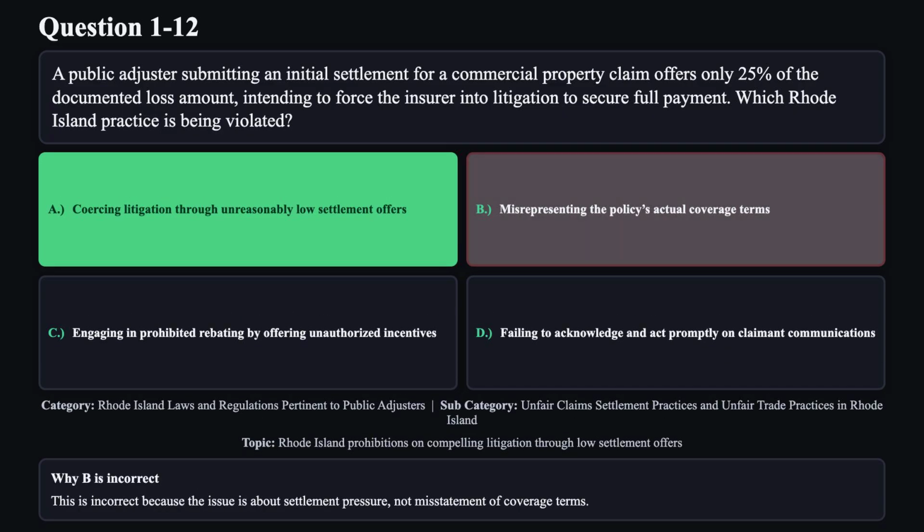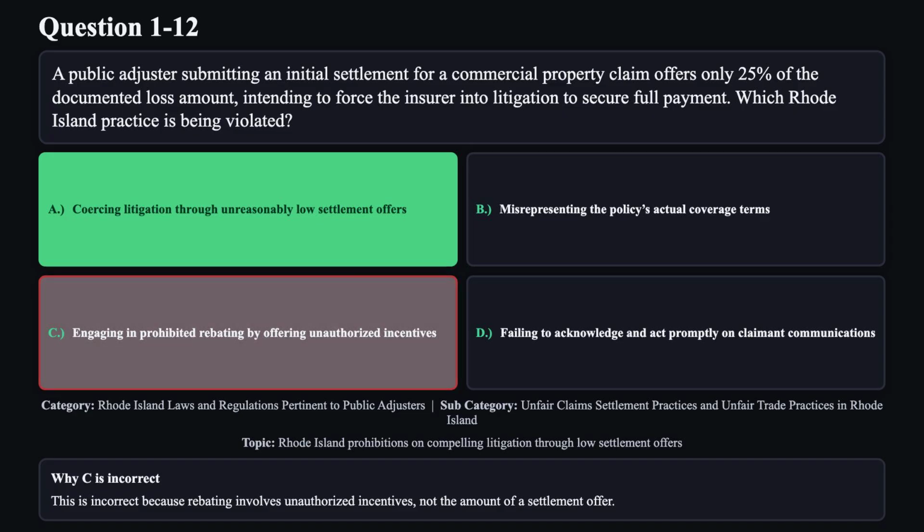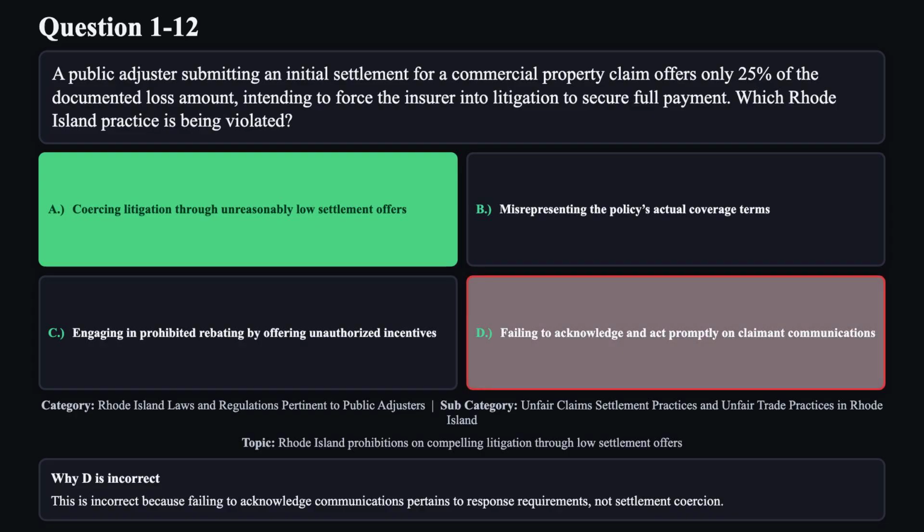Reason B is not correct. This is incorrect because the issue is about settlement pressure, not misstatement of coverage terms. Reason C is not correct. This is incorrect because rebating involves unauthorized incentives, not the amount of a settlement offer. Reason D is not correct. This is incorrect because failing to acknowledge communications pertains to response requirements, not settlement coercion.